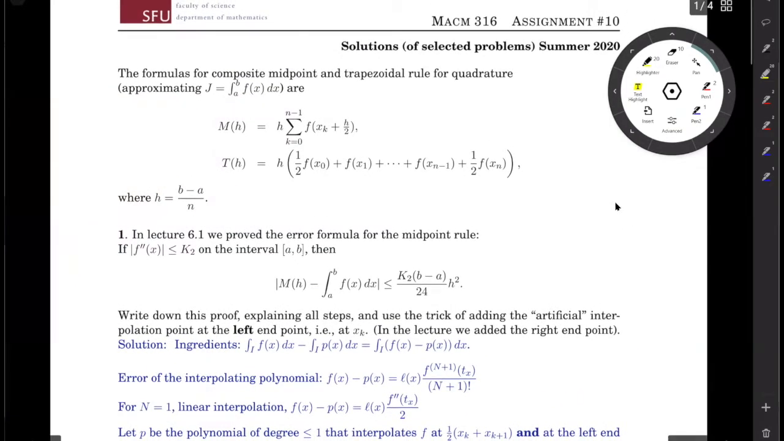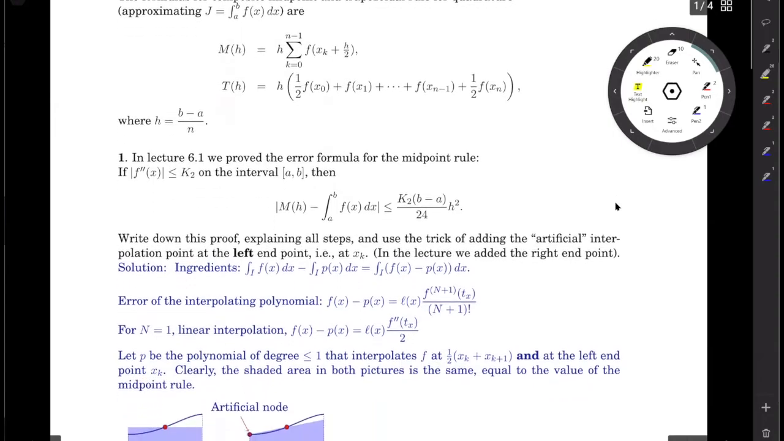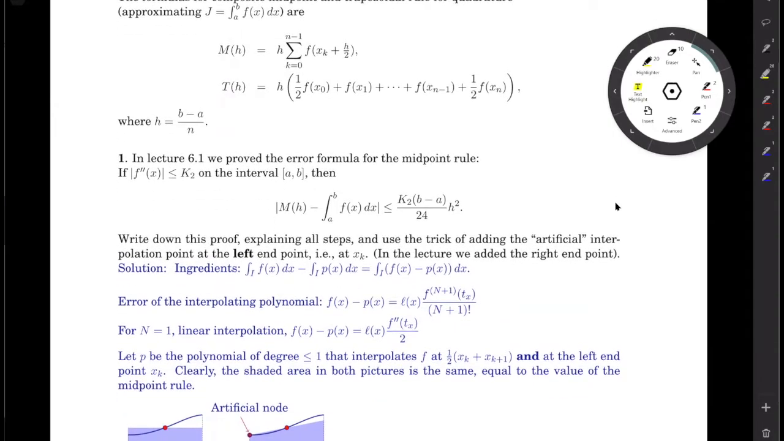Okay, these are the solutions to homework number 10. I've started out with giving you the formulas for midpoint and trapezoidal rule. And the first problem was to write down the proof for the midpoint rule.